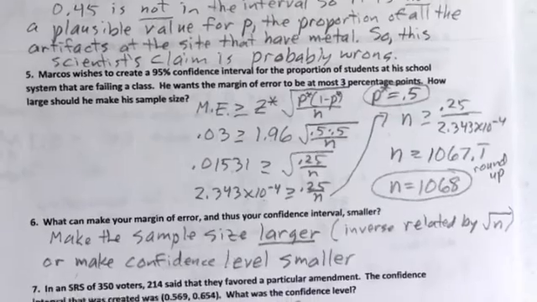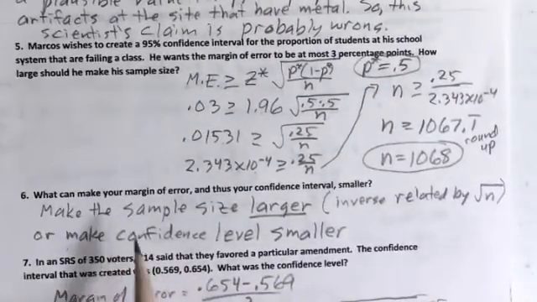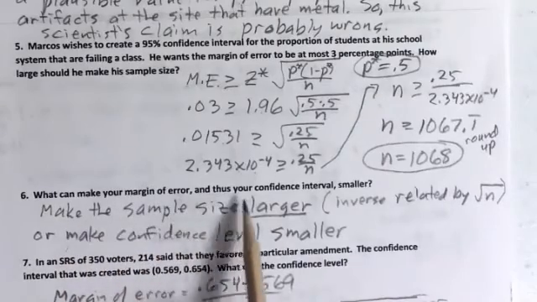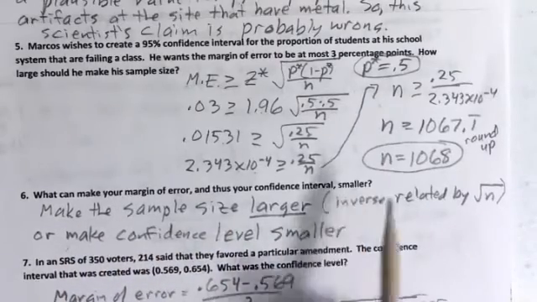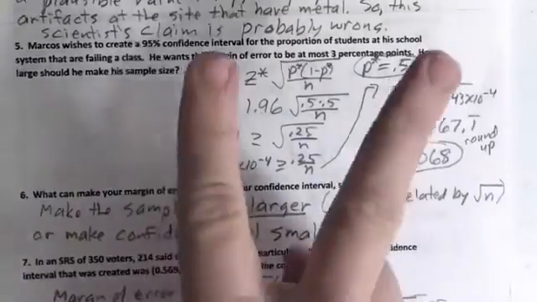And the general rule of thumb is this. We talked about this in the first section. What can make your margin of error, and thus your confidence interval, smaller? If you have an interval that is too wide and you want it to be more precise, what should you do? One of two things.